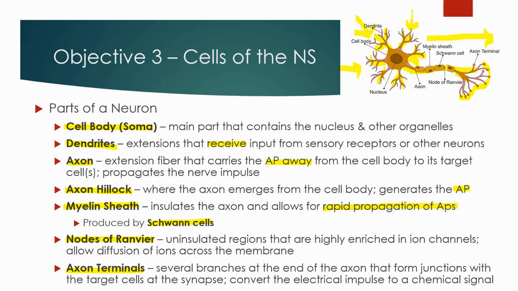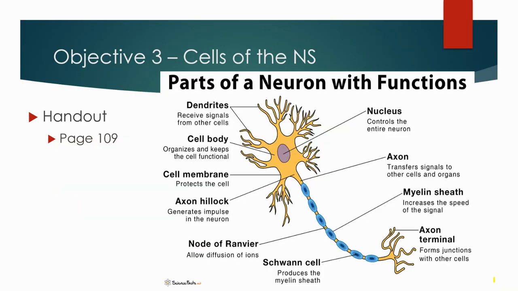And so that electrical signal can't jump across the space between the neuron and the next cell. And so that's why we're going to have the production of a chemical signal. And that's going to happen at the axon terminals.